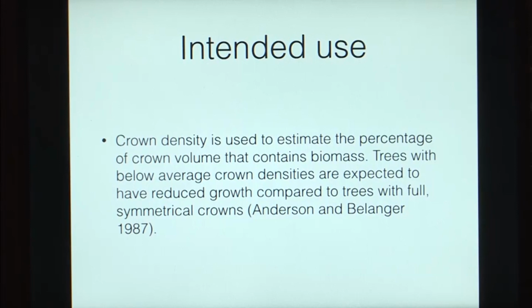So, once you have determined the crown density, how is that useful? Crown density is used to estimate the percentage of crown volume that contains biomass, which was its definition. Trees with below average crown densities are expected to have reduced growth as compared to trees with full and symmetrical crowns. Why so? Because if you do not have any biomass there, if you do not have any leaves there, then the amount of photosynthesis that this tree is going to perform will be less, and a lesser amount of photosynthesis means that this tree is going to have a lesser amount of biomass or lesser growth. So, this is the utility of crown density.